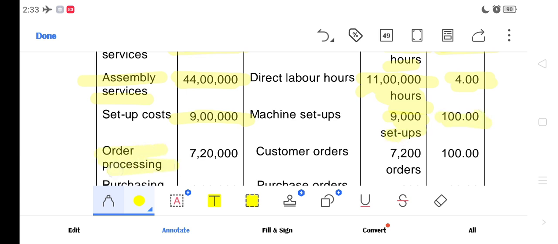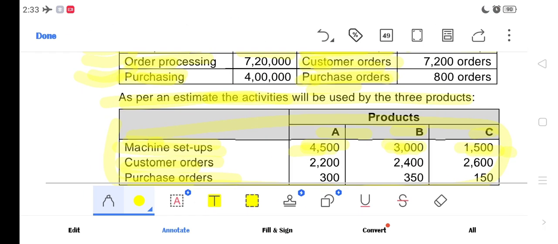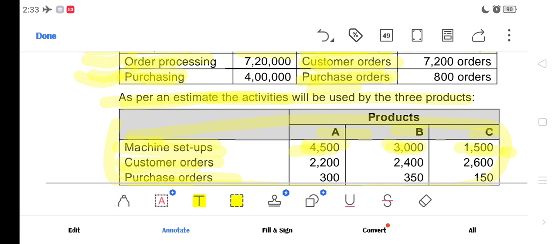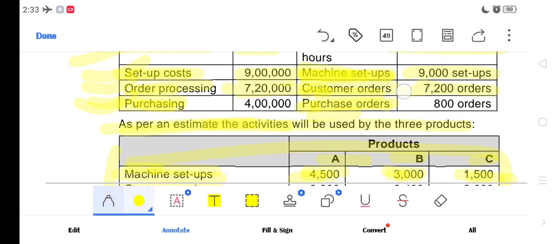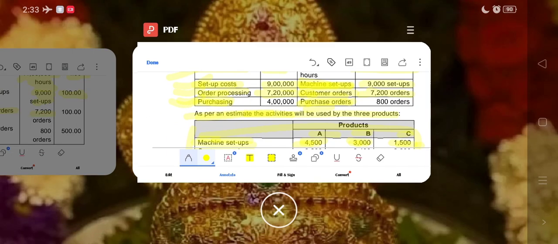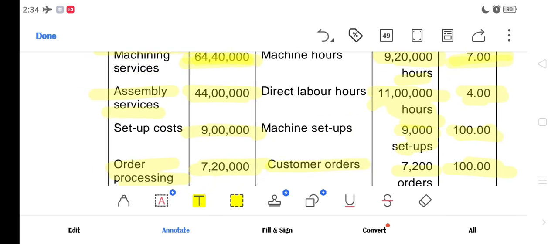And order processing 7 lakh 20,000 they have given. Customer orders how many? 7,200 orders. See here, this information is all given in the question only, don't confuse yourself. 7 lakh 20 divided by 7,200 orders, so 100 rupees per order, and purchasing 4 lakh they have given, 800 orders it seems, so 500 per order. This is an information.